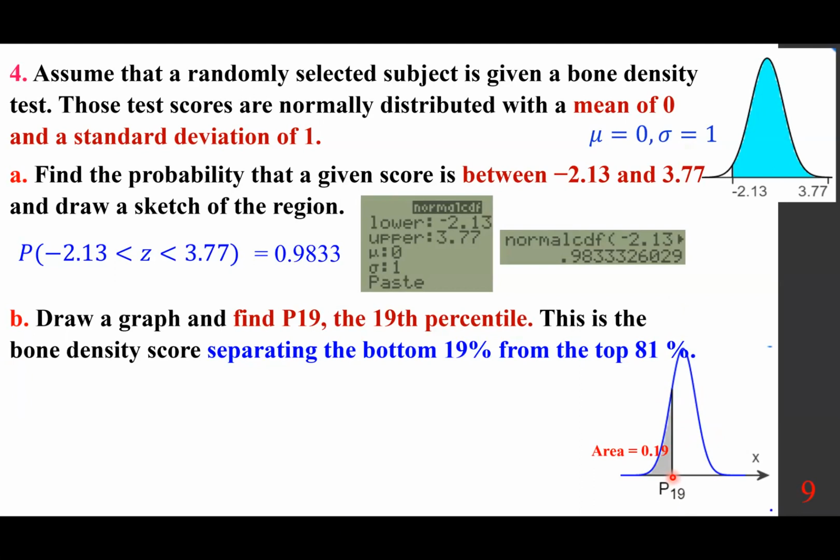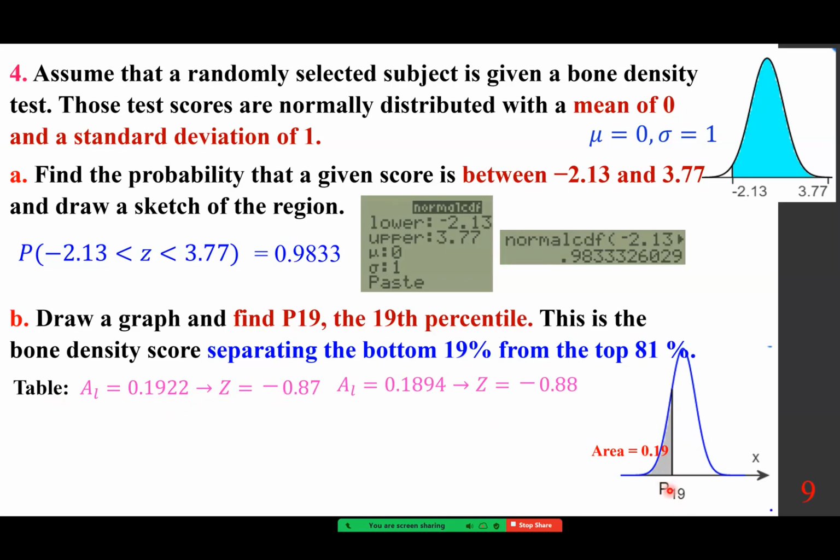Because mu is 0, sigma is 1, all you have to do is find the z-score for that. Otherwise, you would go to x. Z equals x minus mu over sigma. We will look at that concept later on. All right. So from the table, when the area to the left is, and we don't have 0.19, when it's 0.1922, the z-score is negative 0.87 from the table.